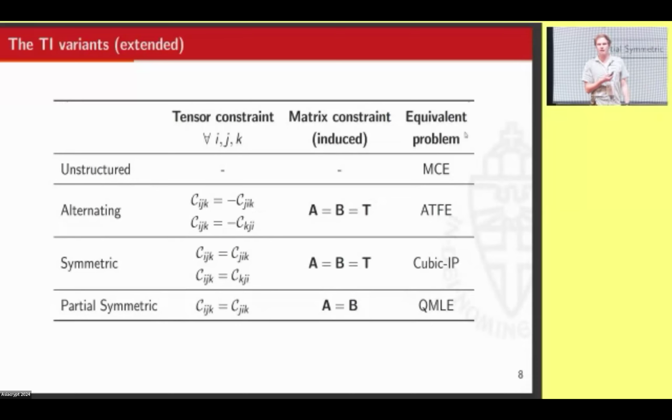But they do have names that appeared in the cryptographic literature, which is cubic isomorphism of polynomials and quadratic maps linear equivalence. We won't go into these, but we saw that these attacks would apply to these problems as well with the necessary changes.